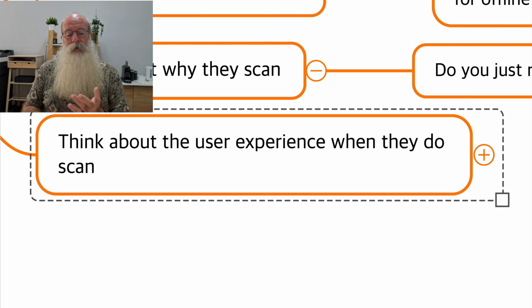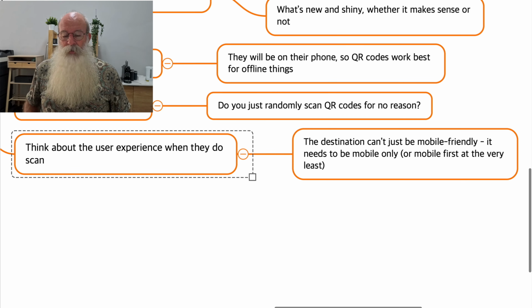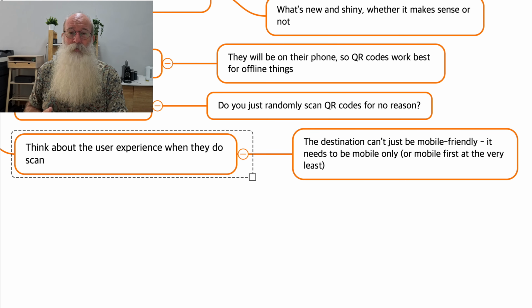And the final one is to think about the user experience when they do actually scan. So the destination can't just be mobile friendly. I would suggest it should be mobile only, preferably, or at the very least mobile first. And what I mean by that is, just sending them to your homepage, even if you've got a mobile optimized website, means they've still got to scroll around and navigate your menus and find the thing they want to find.